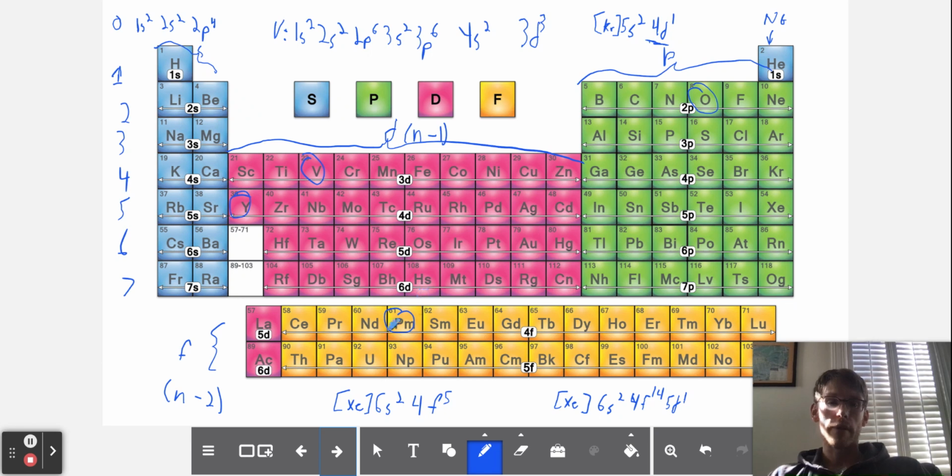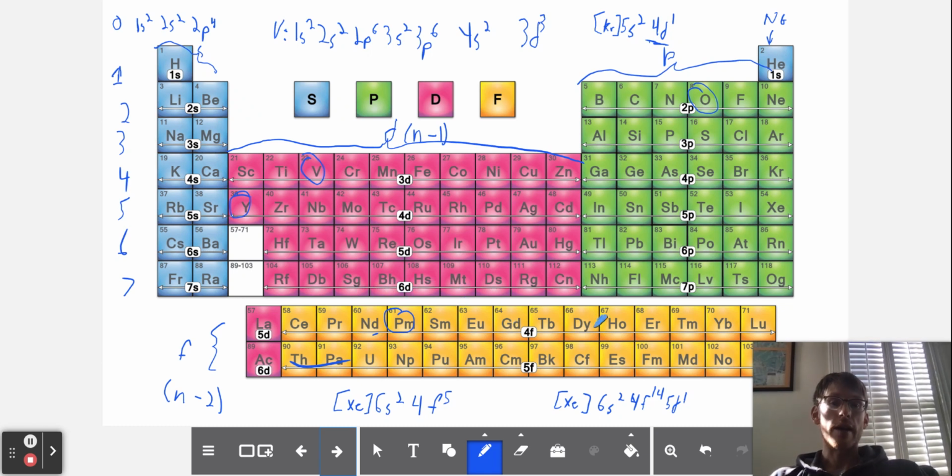Always go by the guiding principle that your F can fit up to 14 electrons, and if you're counting across the F block, you have to include 57 or 89 as your first element in the F block to get over to the correct number for, say, holmium or erbium or any of those.